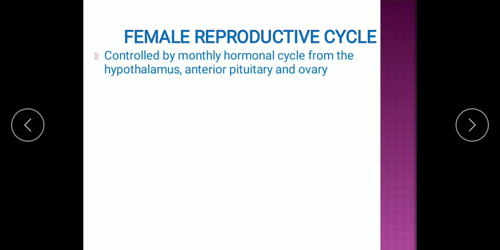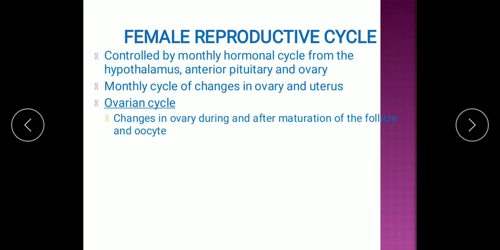The female reproductive cycle is controlled by monthly hormone cycles from the hypothalamus, anterior pituitary and ovary. There are monthly cyclic changes in the ovary and uterus. First, the physiological changes in the ovary are called the ovarian cycle: changes in the ovary during and after maturation of the follicles and oocytes. The oocyte is the female gamete.